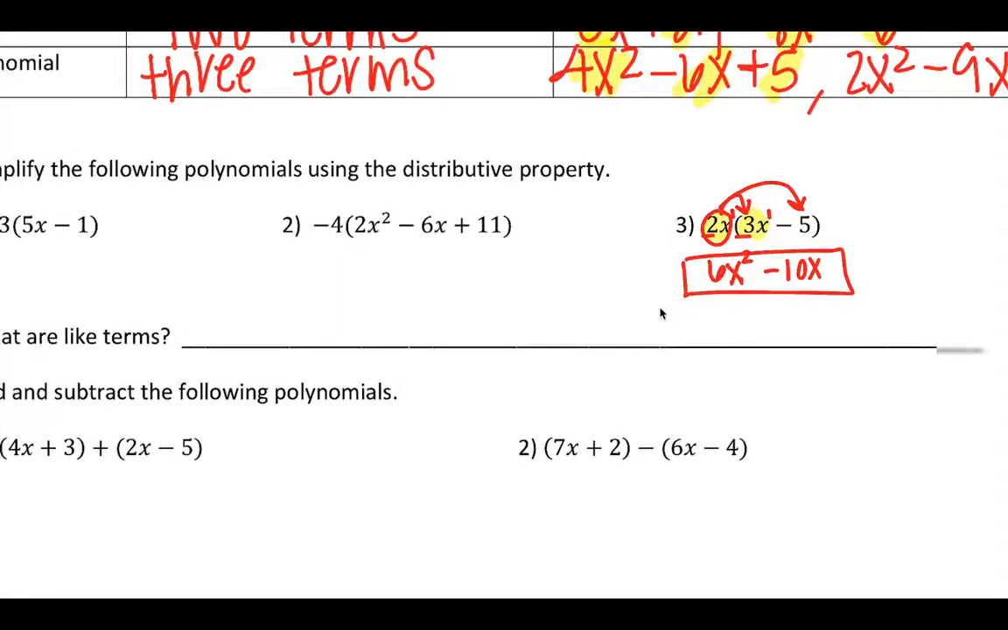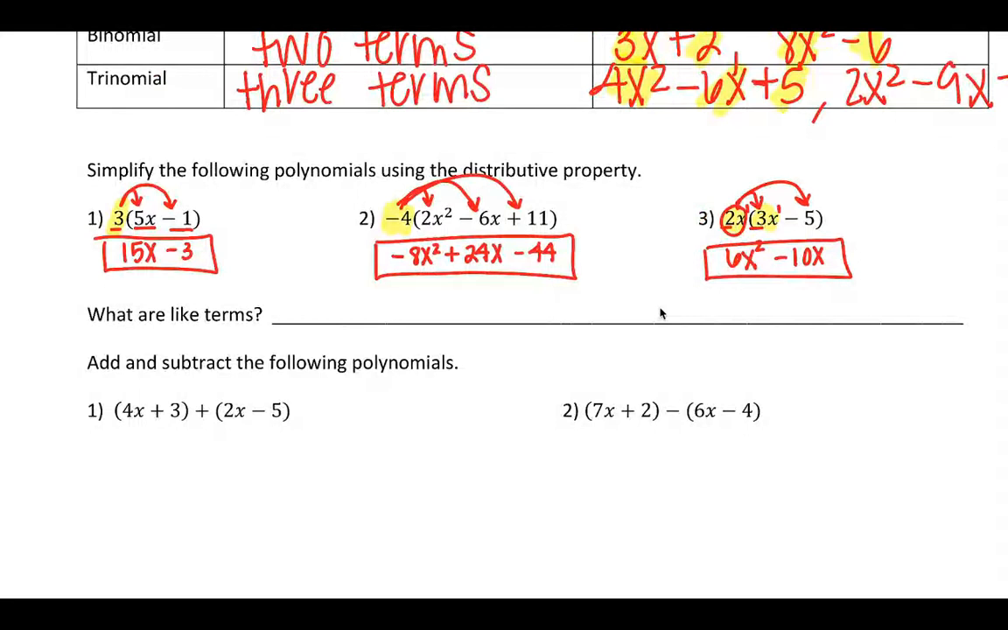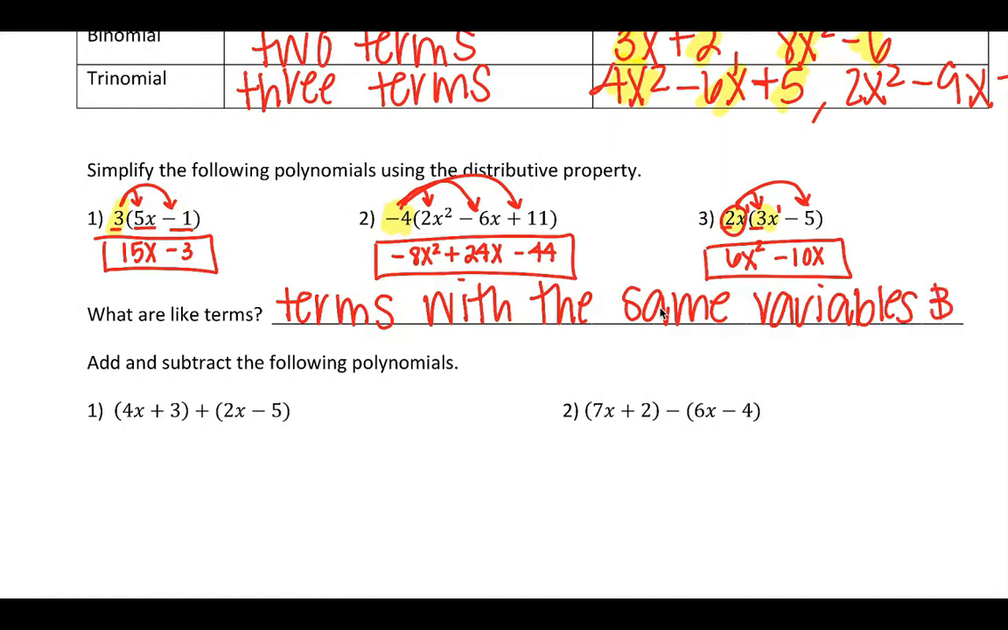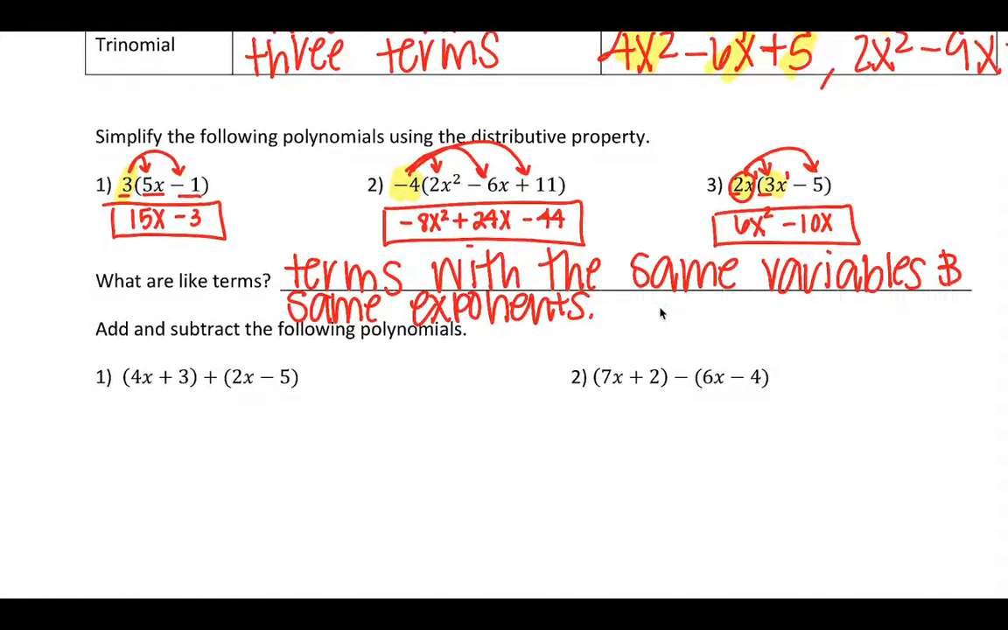What are like terms? We should know this. I say in my class they have the same last name, okay? The technical definition is terms with the same variables and same exponents. Terms with the same variables and the same exponents. So when we're doing this, we can only combine things with the same last name.